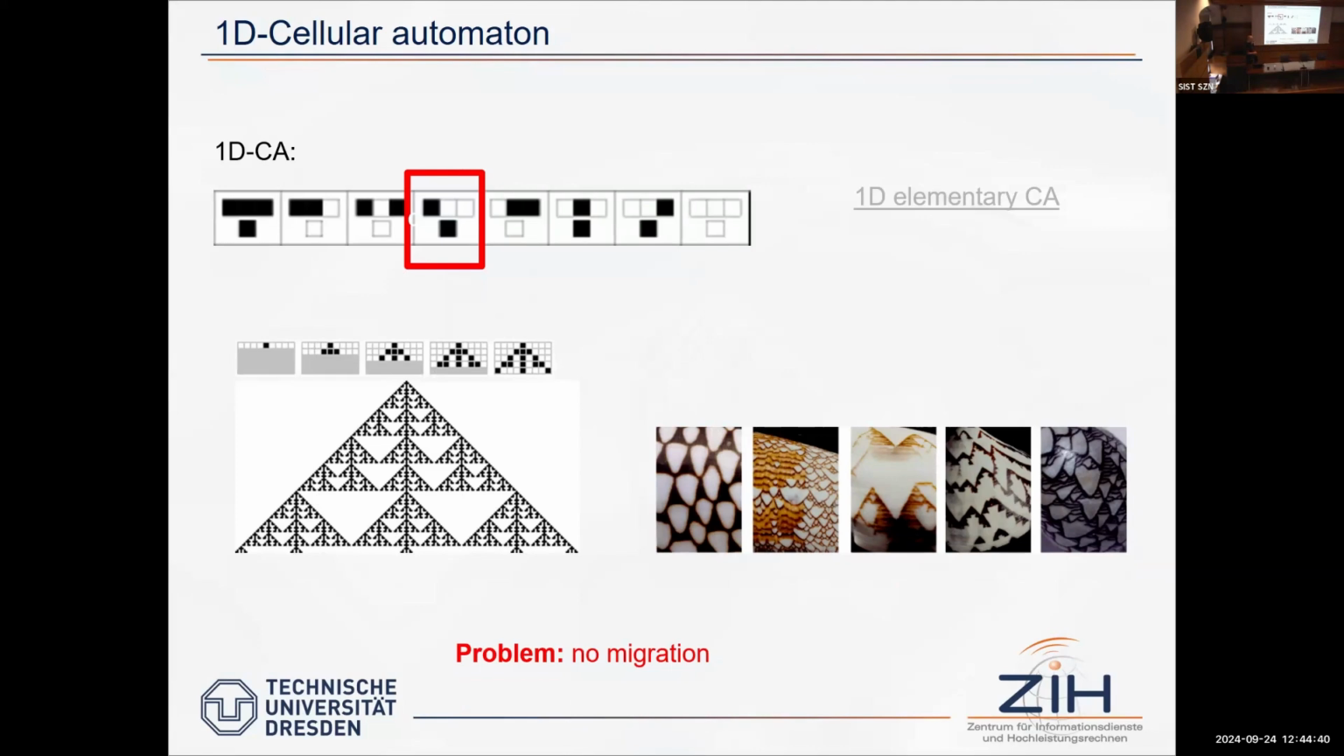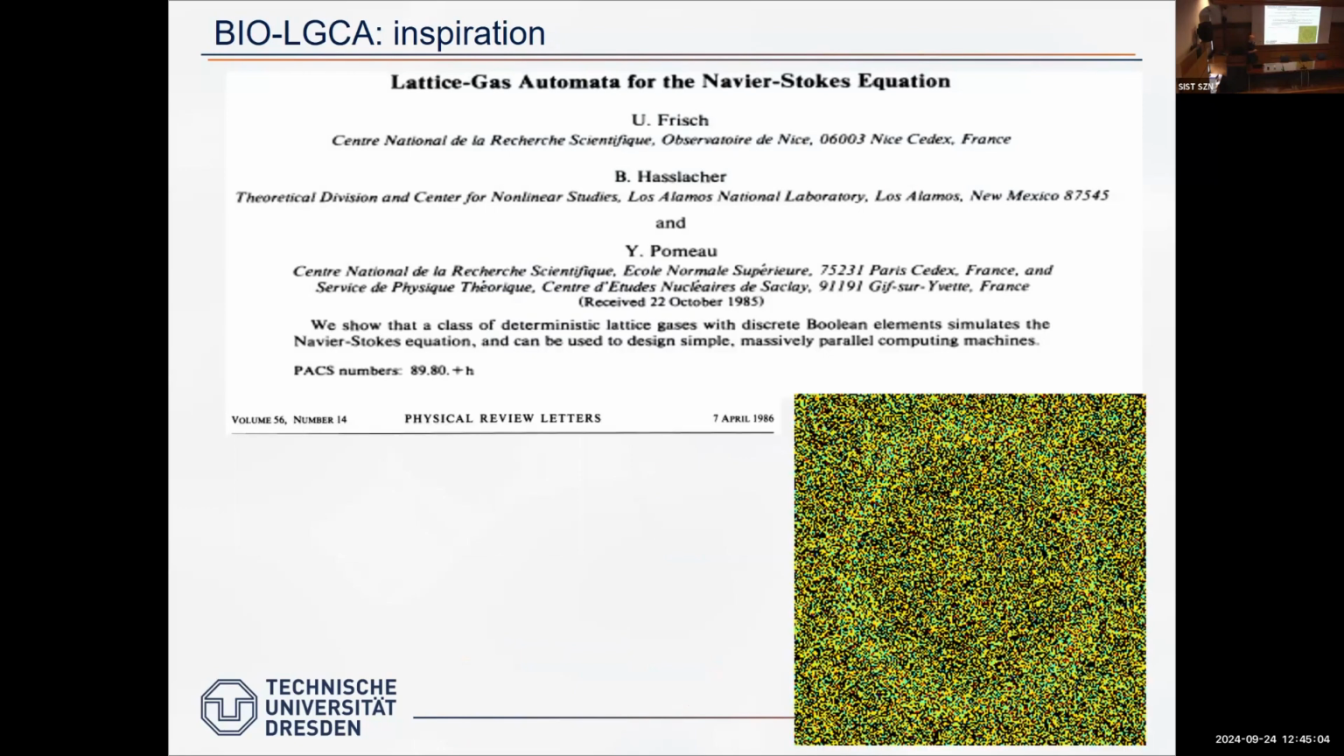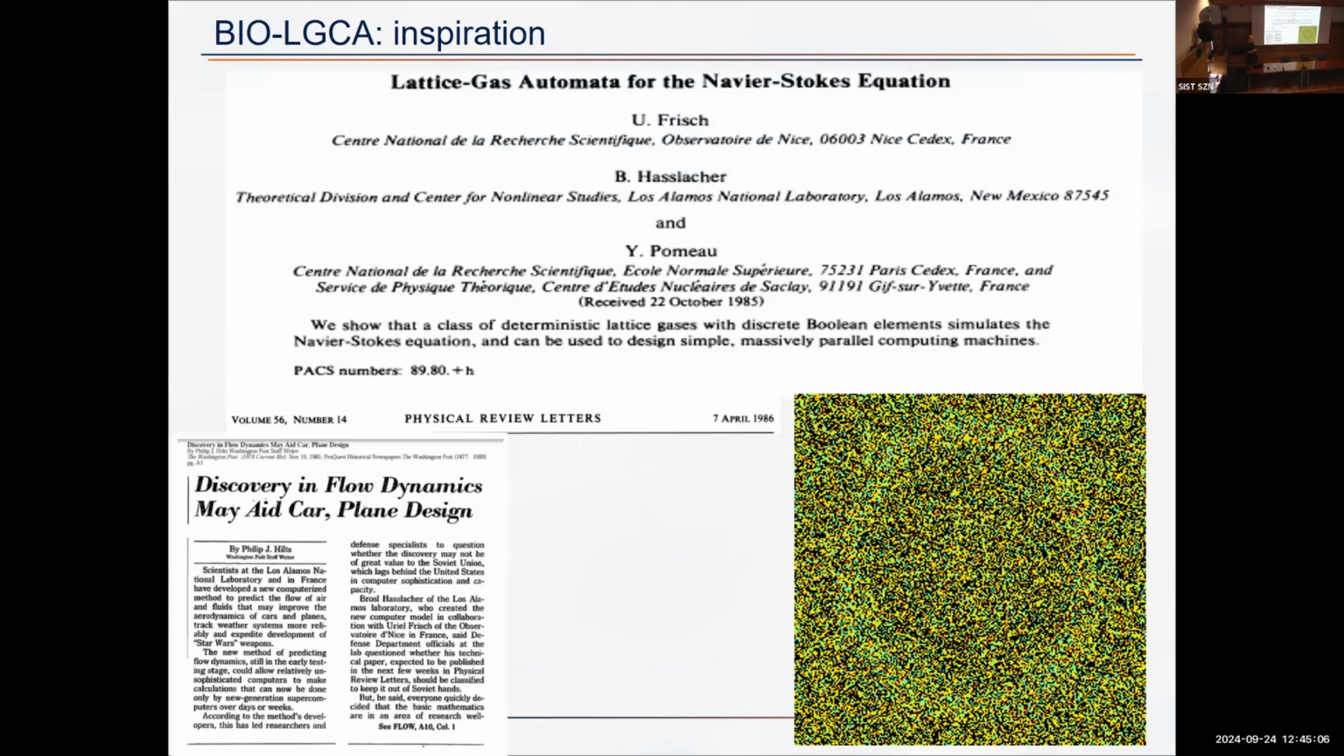In this model, there's no migration. But particularly in cellular systems, we have migration. So we want a model where we have the cellular automaton idea, discrete agents, and migration. And we take the idea from fluid dynamics. The Navier-Stokes equation is describing particular regimes in fluids. And this is one of the most difficult to solve equations in applied mathematics.